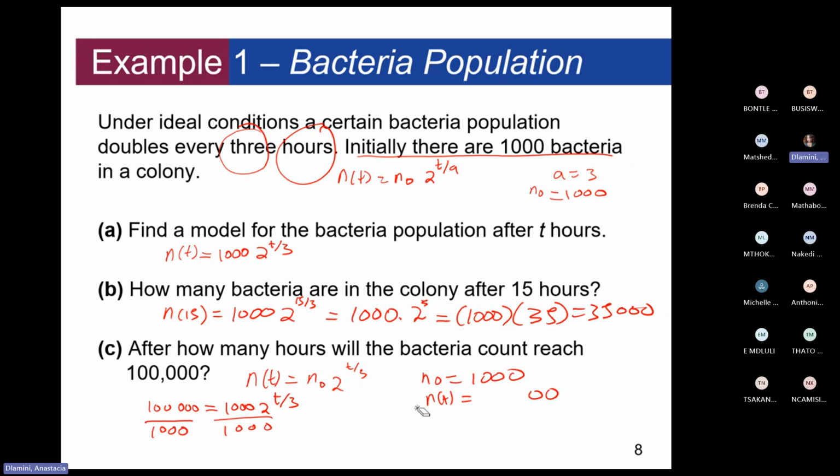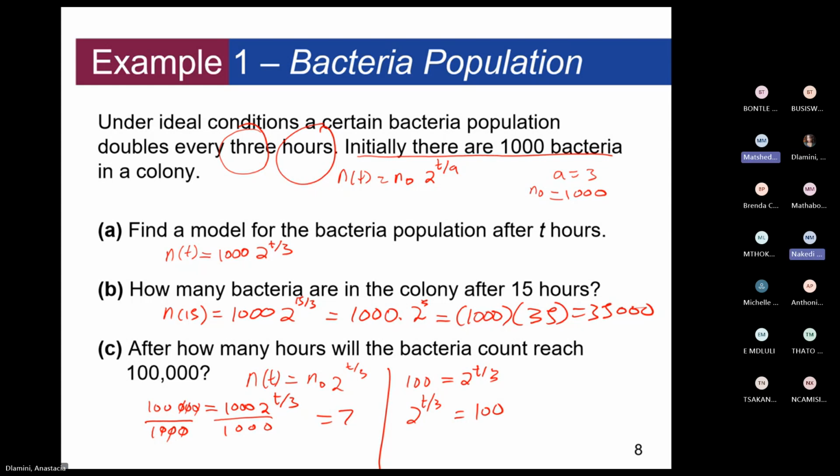Okay, let me erase here. We can see that this 0 cancels that 0, this 0 cancels that 0. Then this side is 100. So let me write like this: 100 is equal to 2 to the power of t over 3. So what do I do here? 2 to the power of t over 3. What do I do next? How do I solve that, guys?